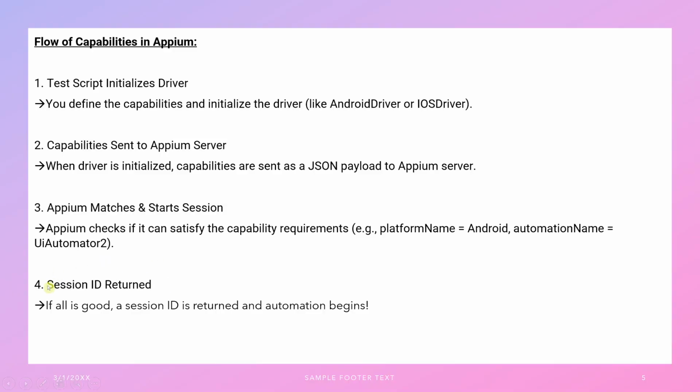And the fourth step is that the session ID is returned if all is good. If all the capabilities are satisfied by the APM server, a session ID is returned and automation begins. So capabilities are a very important topic in APM.